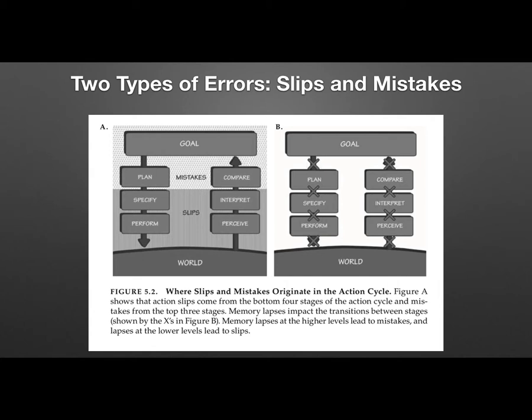Back to that model that we looked at earlier. Dividing that, slips usually happen in the phase where we're performing or perceiving actions, and these are very subject to working memory constraints. Whereas mistakes happen at this higher level of goal planning and abstract thinking.